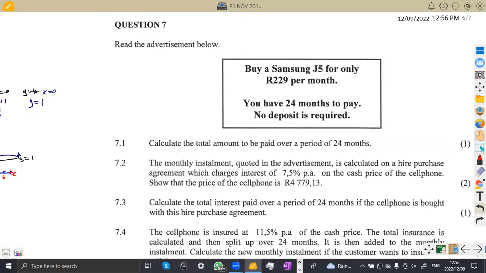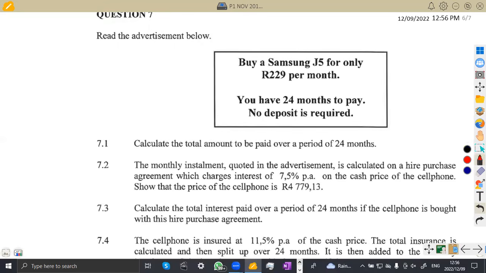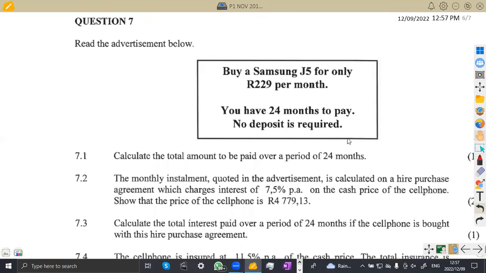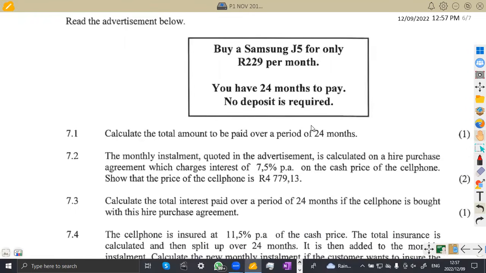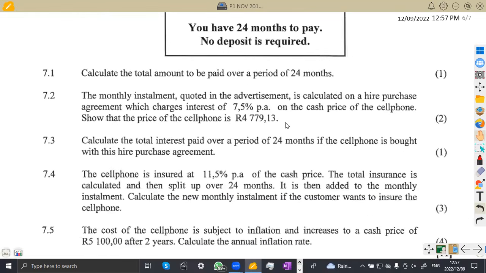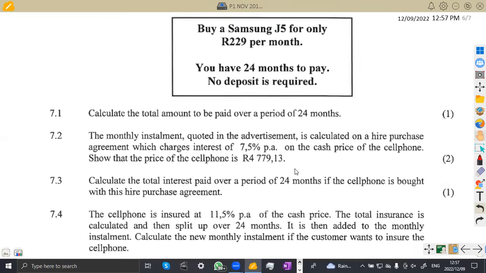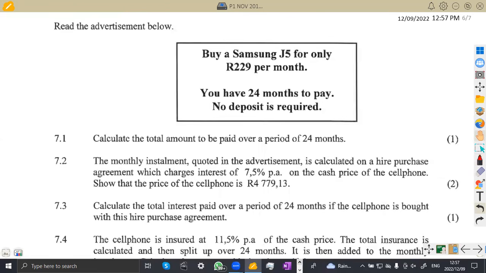All right, on question 7. Let me just try to remove this part a little bit here. So you're given on question 7, read the advertisement below. Buy a Samsung J5 for only 229 Rand per month. You have 24 months to pay. No deposit is required. That is the advertisement. On 7.1, we are now given, calculate the total amount to be paid over the period of 24 months. So we are given here, guys, that this is going to be 229 Rand per month for 24 months.